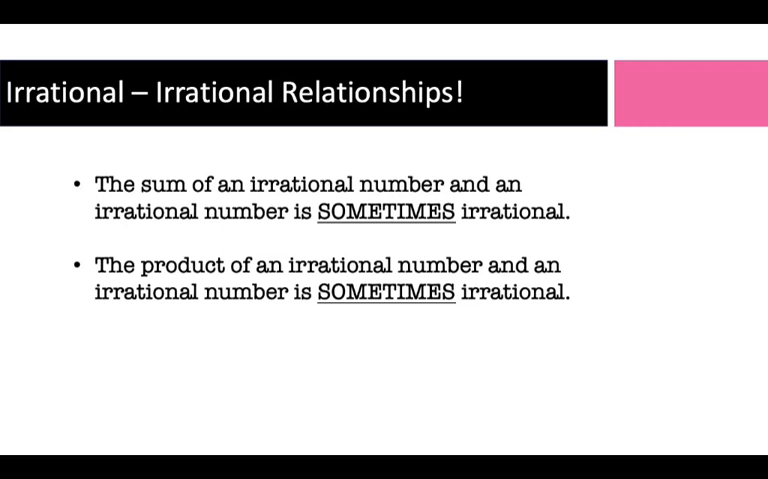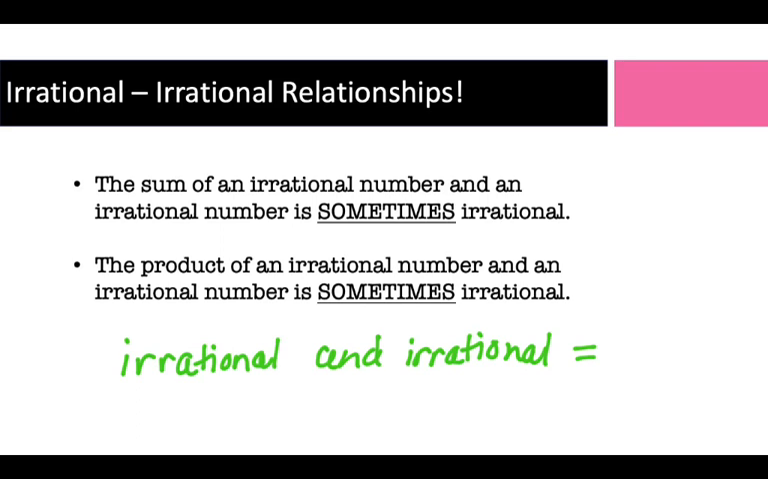So if it's irrational plus another irrational number, it's going to be sometimes. And if it's irrational times an irrational number, it's going to be sometimes. And the reason why is because sometimes two irrational numbers, whether they're adding or multiplying, could equal a rational answer, just depending on the combination of those two irrational numbers. Not always, but sometimes it could make a rational answer.